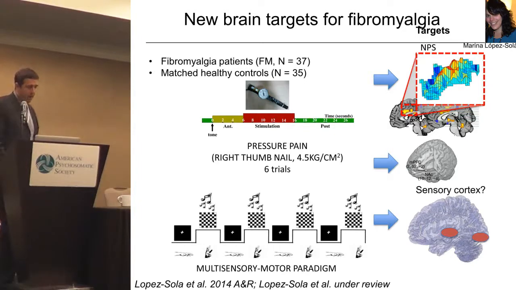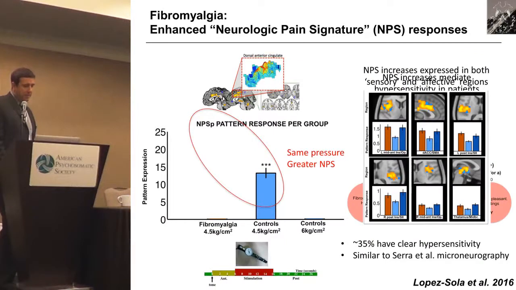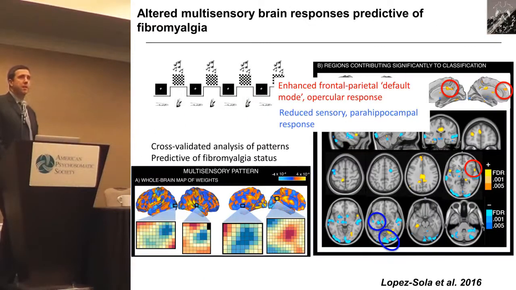Okay. And what about this multisensory pattern? So we basically use the same kind of pattern-finding procedure we used before to identify a pattern that's predictive of fibromyalgia status in response to these non-painful events. So this is about something that goes beyond just sort of pain sensitivity itself. And I'll just point out, we could spend a lot of time interpreting this pattern, but I want to point out a couple of things.